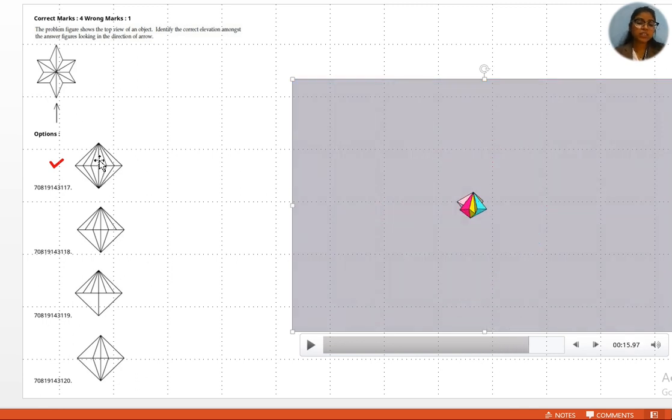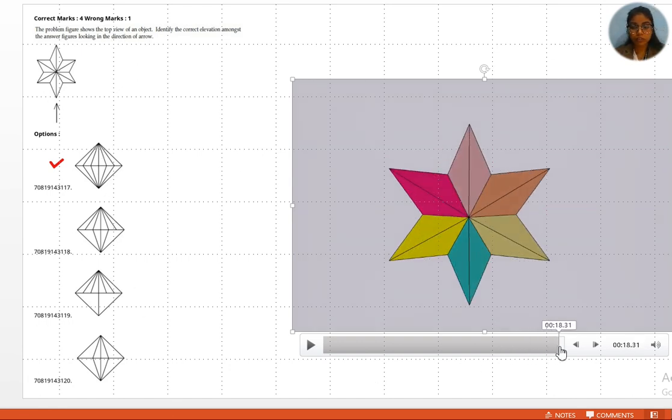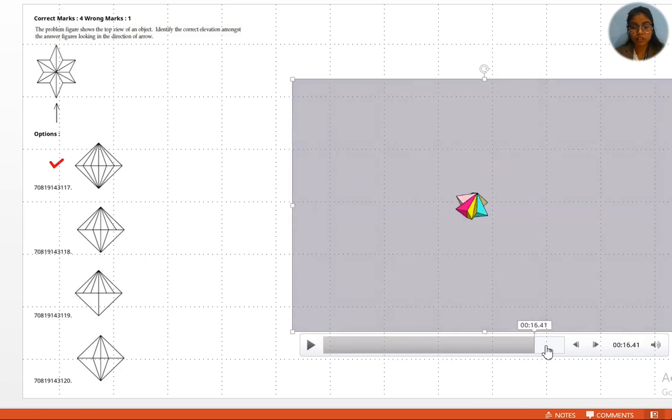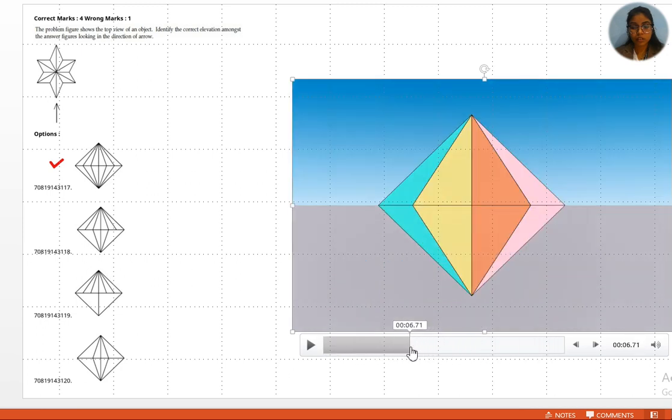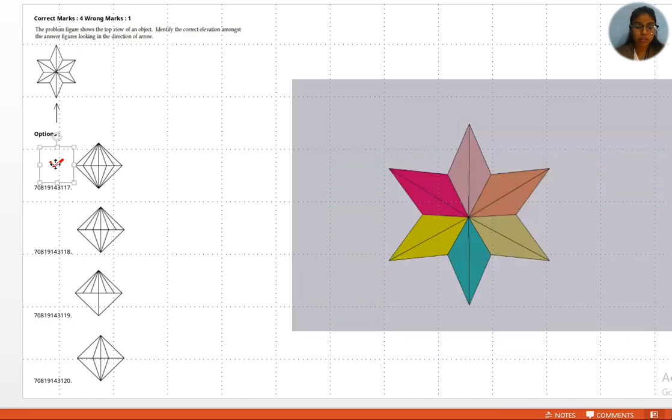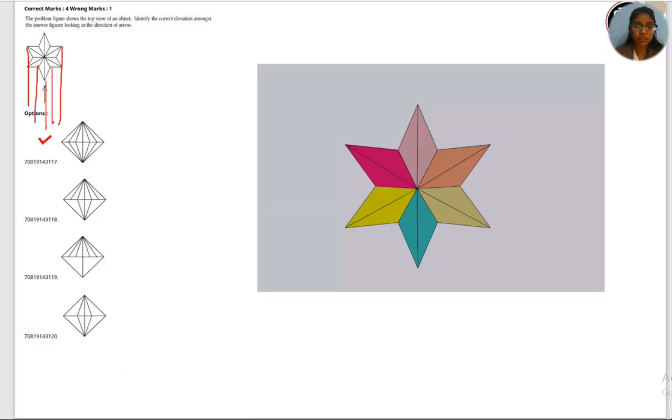Okay, but in the option given to you, they are showing a total of 7 lines. So this is not the right answer. It will have only 5 lines, and this will be your correct answer. Okay, so option D is your correct answer, not option A. Fine.